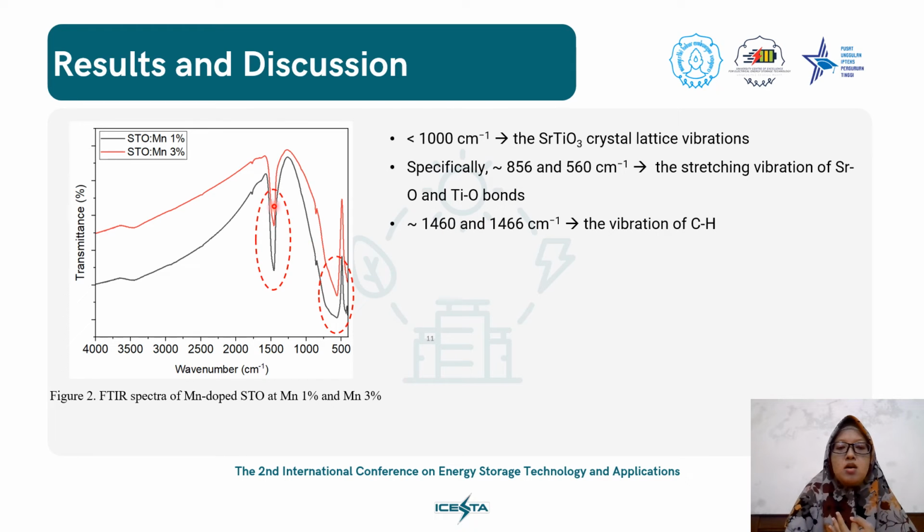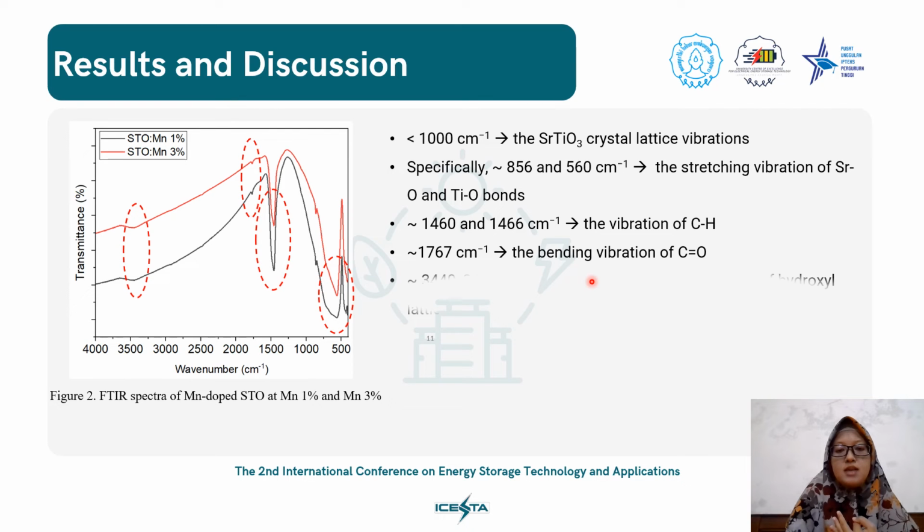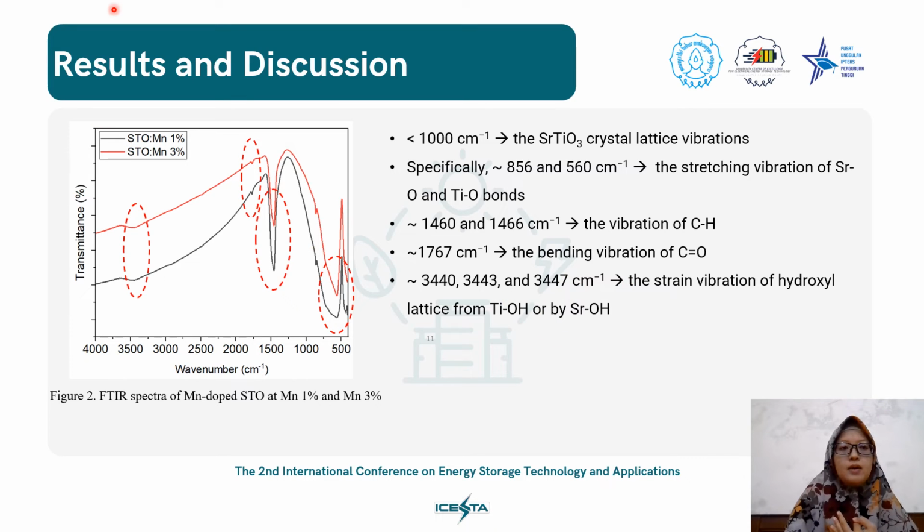And the band at around 1460 corresponds to the vibration of carbon-hydrogen chain, and then the band at around 1760 is the bending vibration of carbon-oxygen double chains, and then the band at around 3400 is the stretching vibration of hydroxyl from titanium and hydroxide, or by strontium and hydroxide chains.